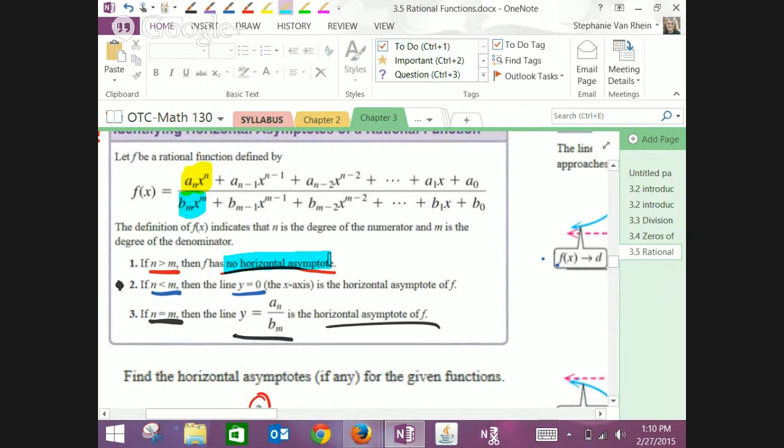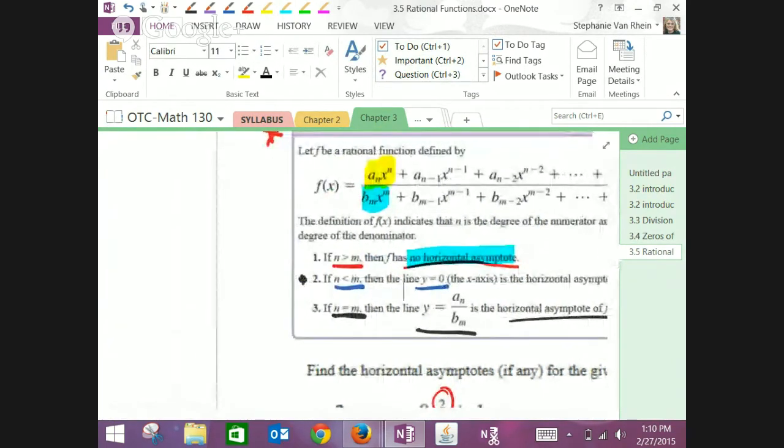Which kind of makes sense if you think of an example. If I come over here and I have y equals x cubed over x, that's x squared. There's going to be no horizontal asymptote. The numerator is going to overpower the denominator, and it's going to go off to infinity or go off to minus infinity, or minus infinity, positive infinity, or positive infinity, minus infinity, right? So you're going to go to positive infinity or minus infinity.